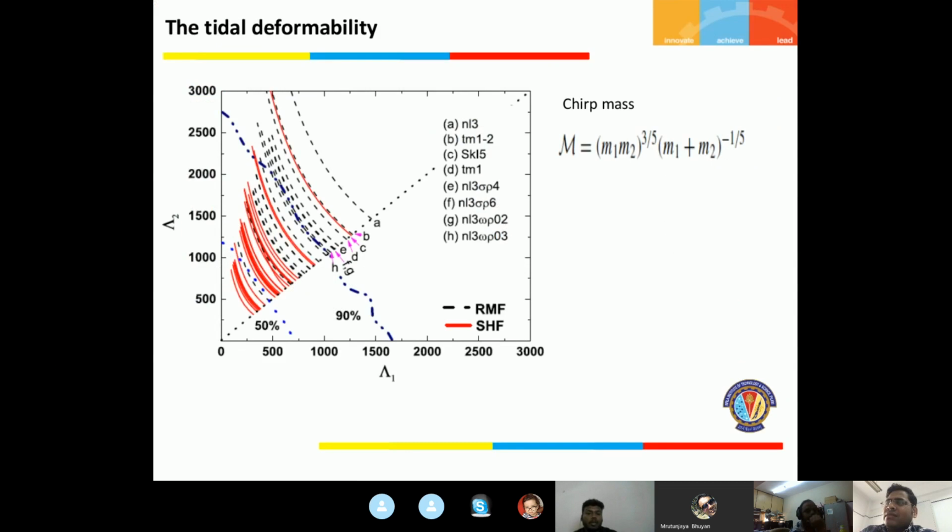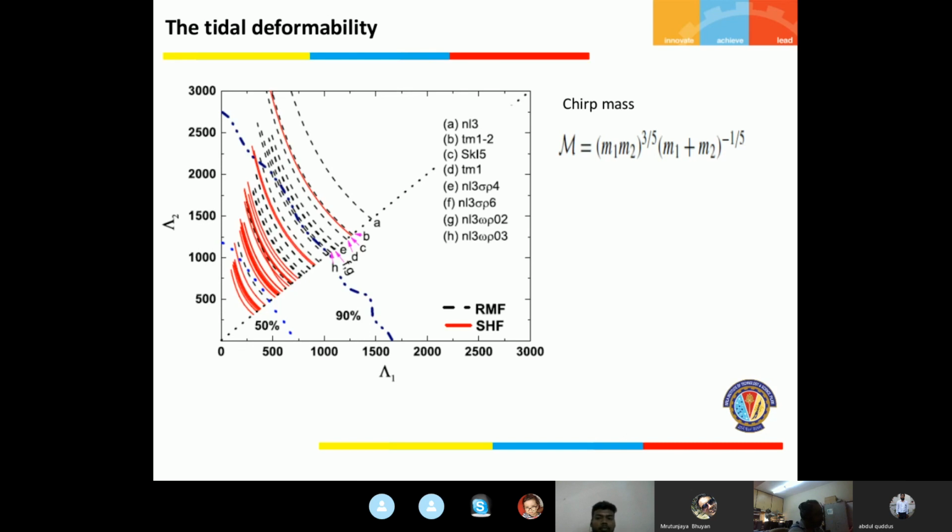So for all our equations of state, we have drawn in this figure a phase diagram between the two tidal deformabilities, lambda 1 for star 1 and lambda 2 for star 2 in this binary. All the curves are drawn in such a way that the chirp mass is kept fixed. The chirp mass is nothing but (m1 m2)^(3/5) times (m1 plus m2)^(-1/5).